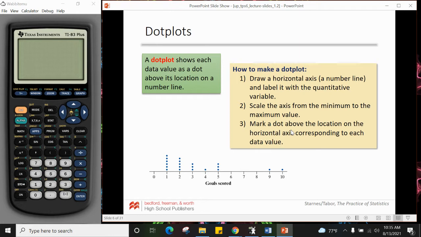But to make it by hand, if you had like 150 data points, it's kind of a lot to plot each one of those data values. So we could use computer algorithms or some computer outputs to help us with it. But if it's a small data set, it's not too bad to make by hand, and it is one of our most common graphs.